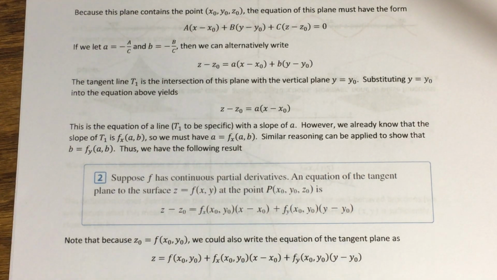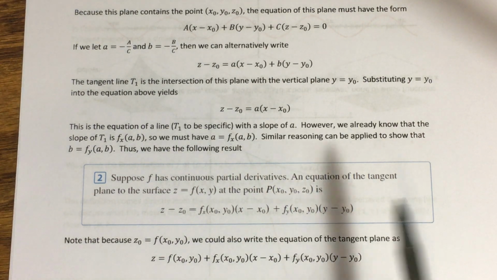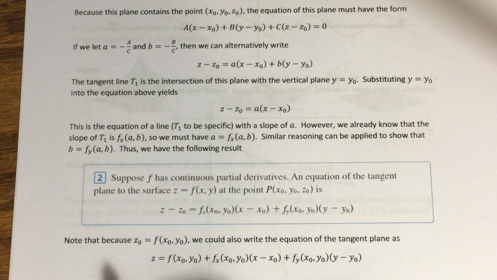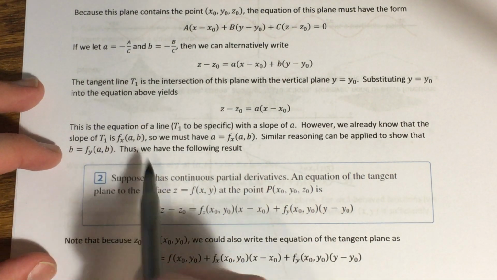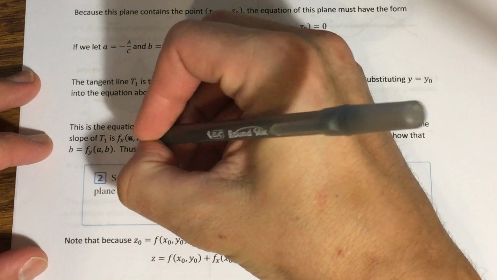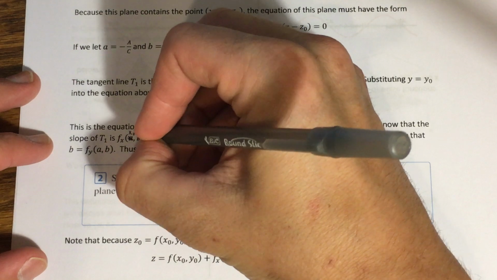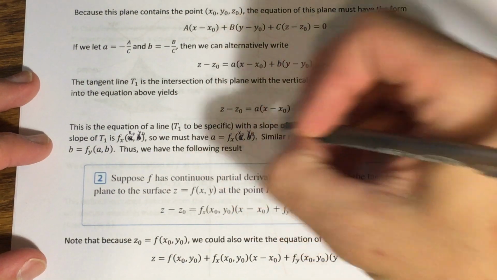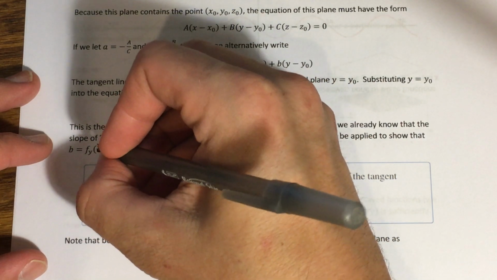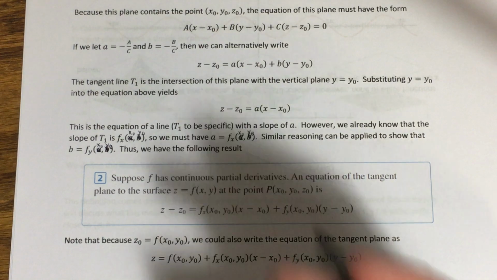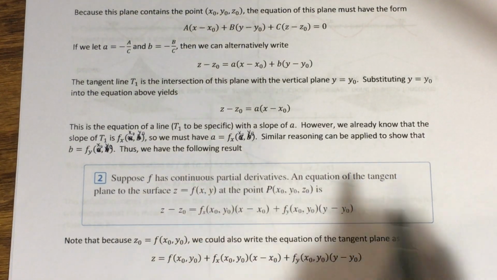However, we already know how to come up with the slope of t1 using partial derivatives. According to the work that we did previously, and I can see I used a's and b's where I needed x naught and y naught. So let me change that. That should be x naught, y naught, x naught, y naught, x naught, y naught. I use a's and b's later in this section, so that's where that got mixed up.